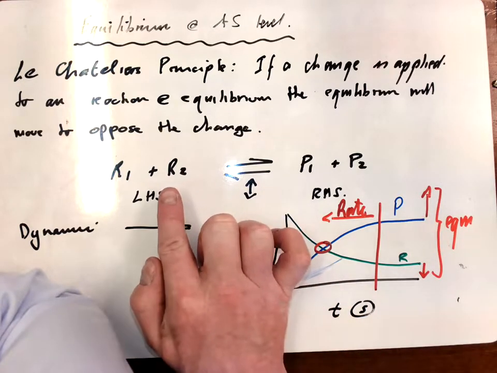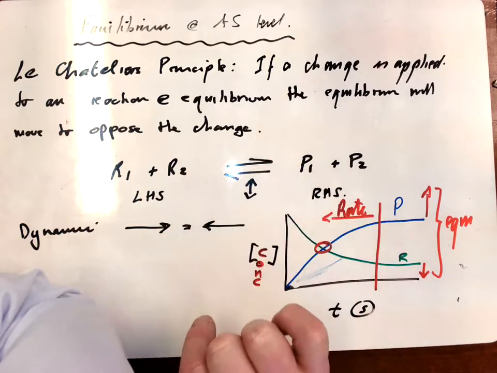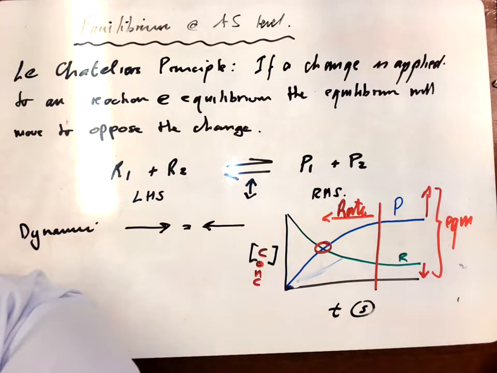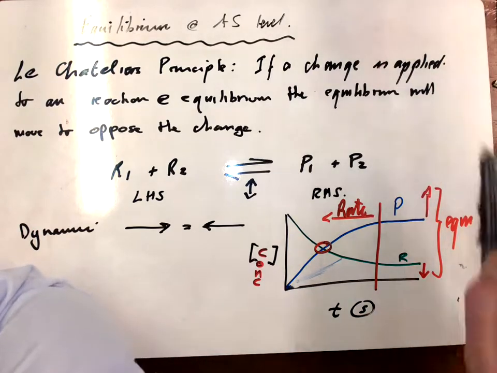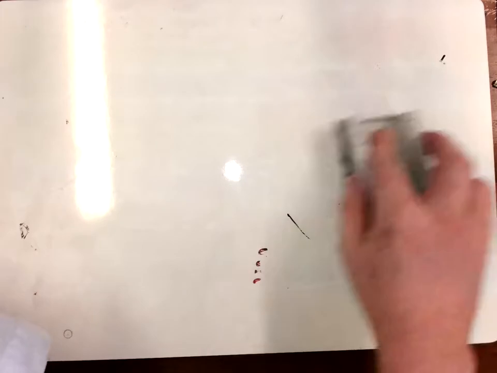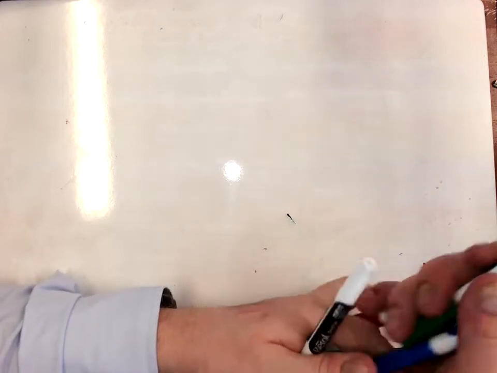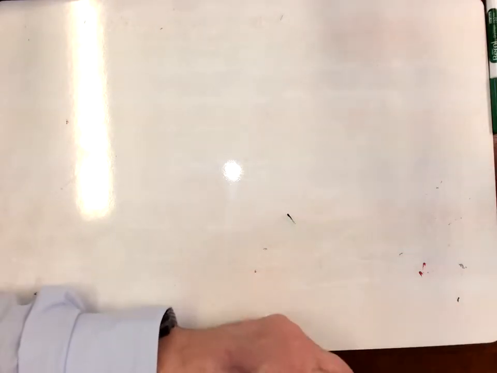In other words, how do we shift equilibrium from this side to this side? So we'll have a look at how we do that now. The first thing we're going to look at, and it's a good idea to have written down Le Chatelier's principle: if a change is applied to an equilibrium, the equilibrium will try and oppose that change.